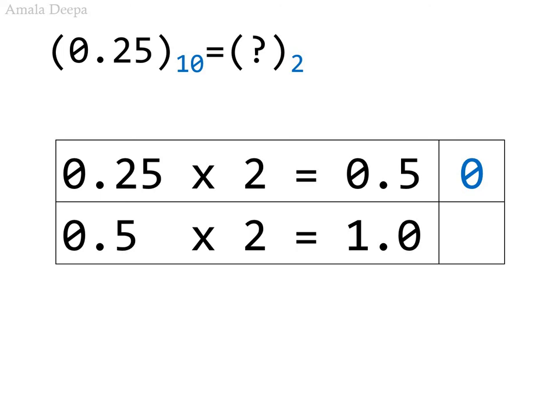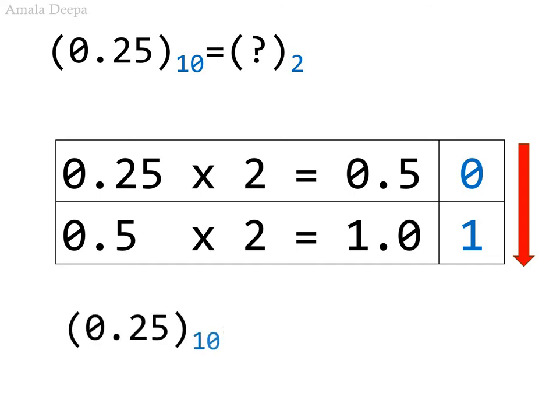Again you take the whole number part 1 and keep it aside. So the remaining fractional part is 0.0. So we have reached 0, and you stop the multiplication by 2. Now you copy the digits from up to down in this direction. Therefore, 0.25 base 10 is equal to 0.01 base 2.